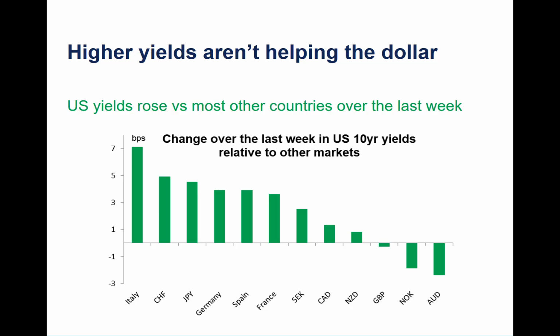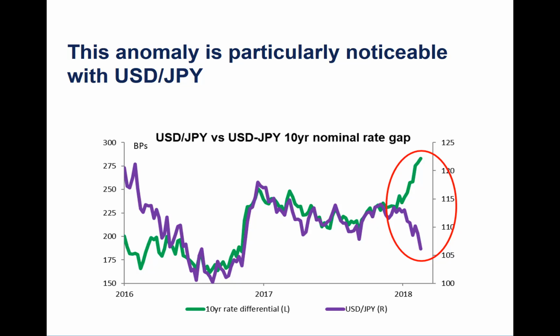Now, the move was especially noticeable when we look at dollar-yen. The yen is the most sensitive currency to higher U.S. Treasury yields because the Bank of Japan is pegging the Japanese 10-year yield. They're keeping it at zero, more or less. That means when U.S. Treasury yields rise, the spread between U.S. and Japanese yields widens 1-for-1.